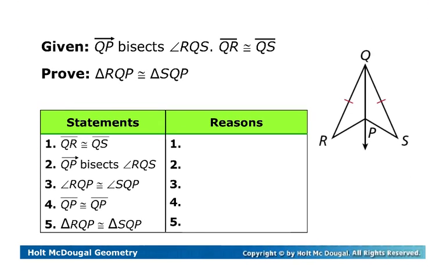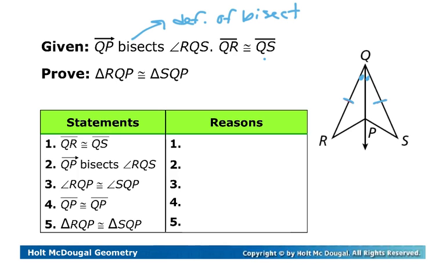Alright, this next one here, we have QP is bisecting angle RQS. So QP and RQS, basically they're going to say that this angle and this angle are the same. And so we're going to use the definition of bisecting. Alright, we're also given that QR and QS are the same, so that's those tick marks that are there. And so we have to prove that this left triangle and right triangle are going to be congruent.